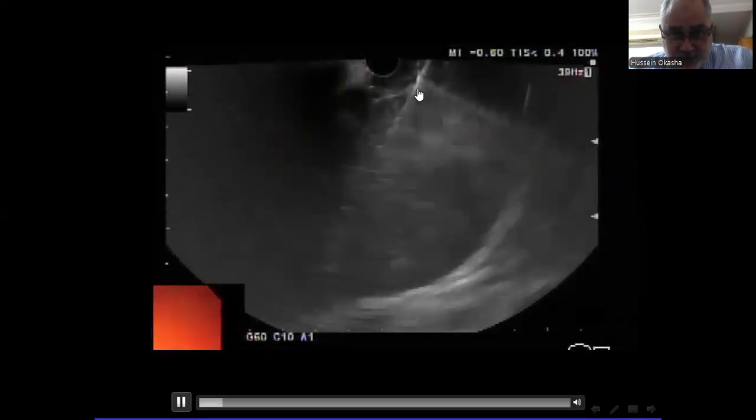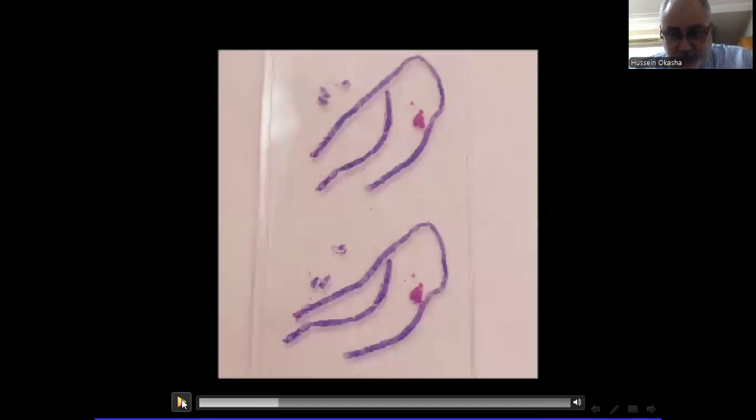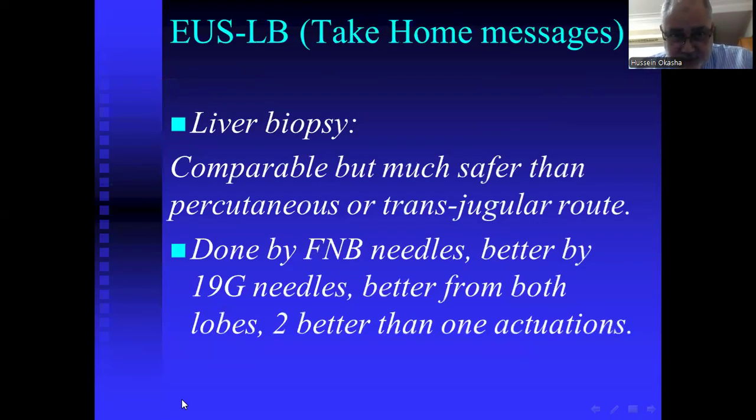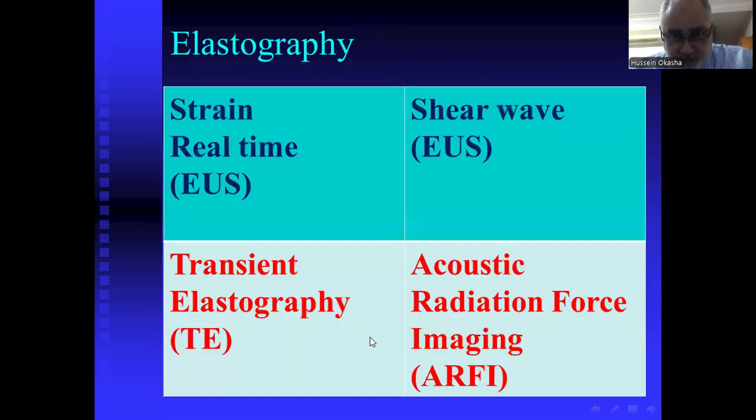This is the biopsy. It is activation. Go to the liver for half a centimeter and then one push to obtain this very nice core, and it is convenient for the histopathologists. So EUS-guided liver biopsy is comparable to, but much safer than, the percutaneous or transjugular route. It is done by FNB needles, not by FNA, better by a 19G needle, better from both lobes of the liver, and 2 activations are better than 1.